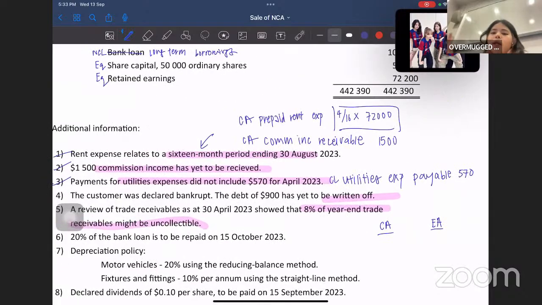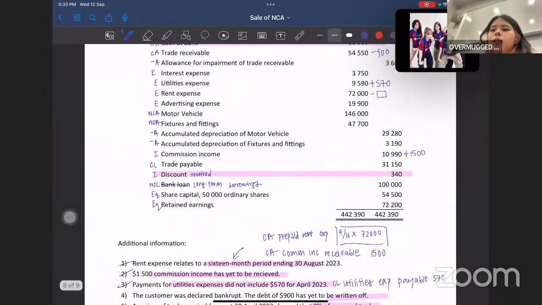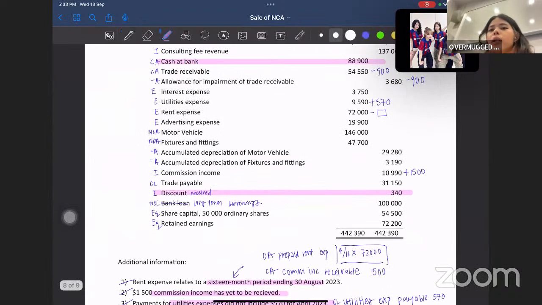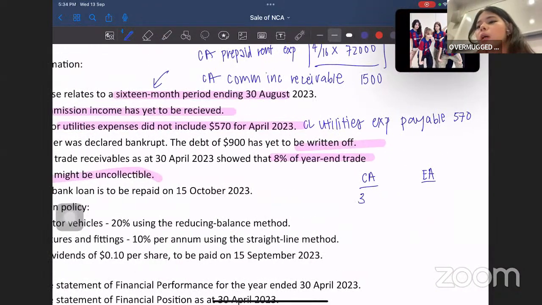Okay, so I will start with my beginning allowance. How much did I start at? It will be the one that is listed in the trial balance. So I started with 3680. So my beginning allowance is 3680. And I know that I got a write-off, right? So I minus 900. So now what is my current allowance? 3680 minus 900, I should have 2780. So this is currently the allowance that I have.